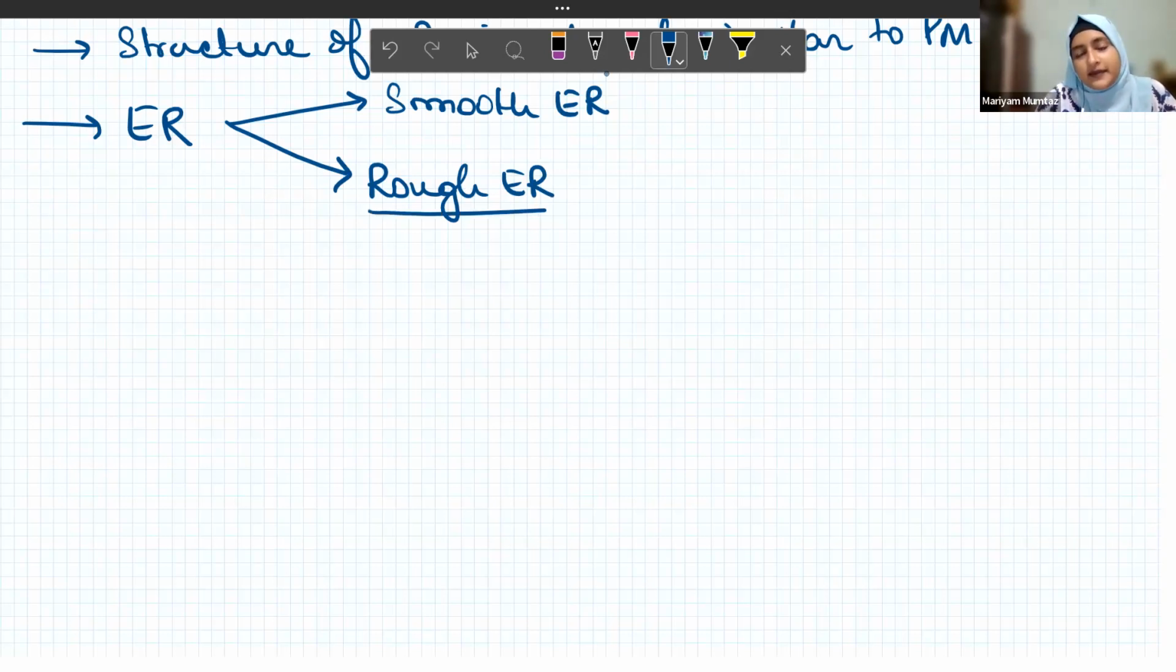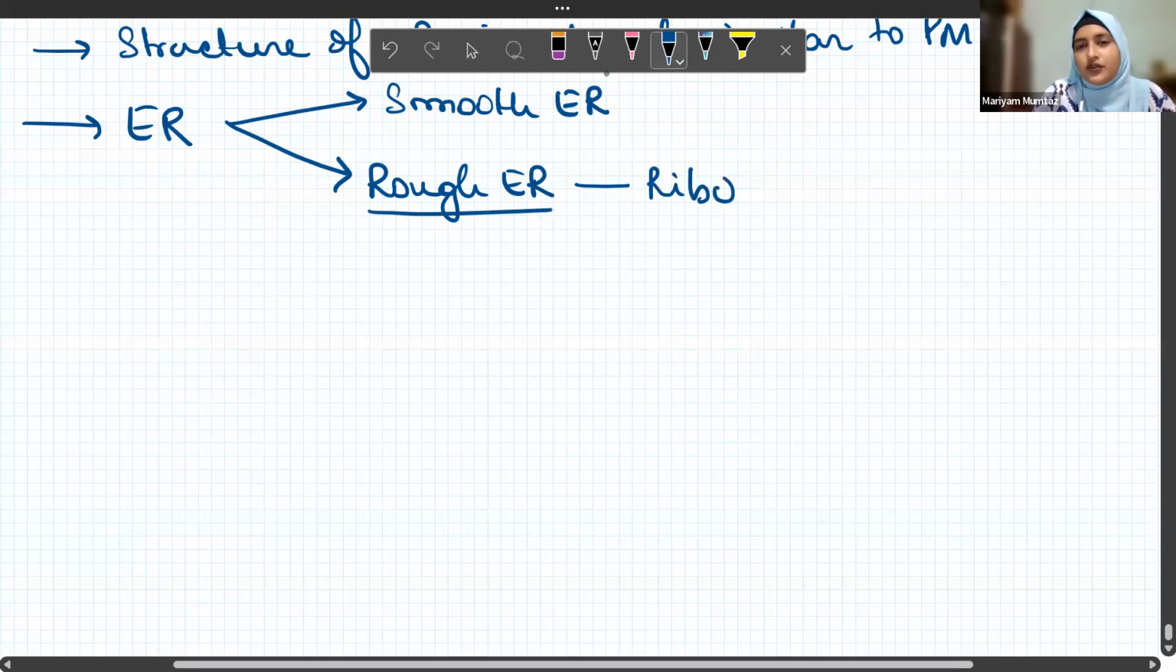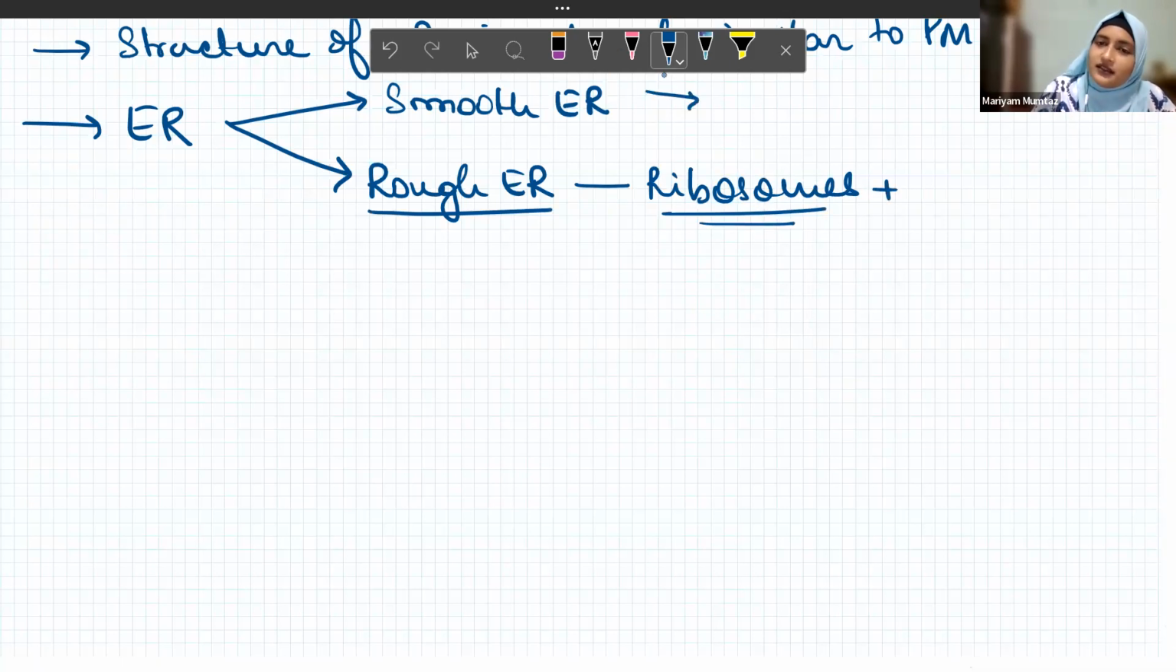The rough endoplasmic reticulum is known as rough because of the presence of ribosomes. Ribosomes are present on them, and here the ribosomes are absent. There are no ribosomes present on the smooth endoplasmic reticulum. Now, this much is very clear to you.